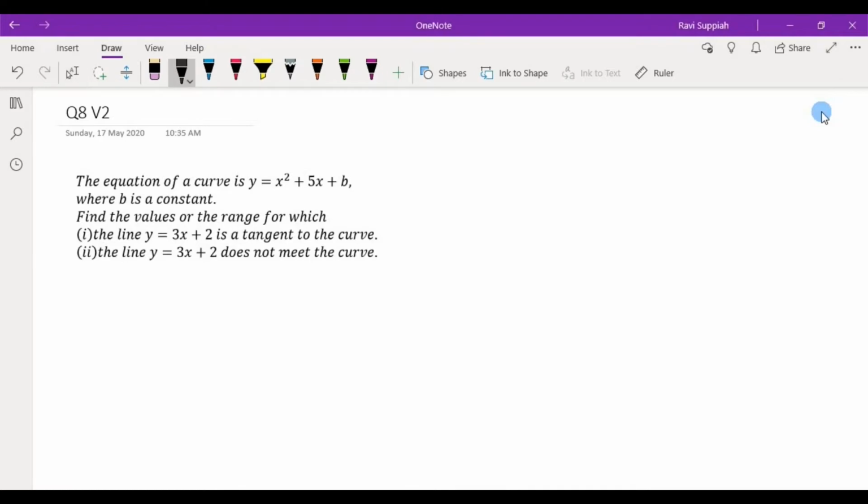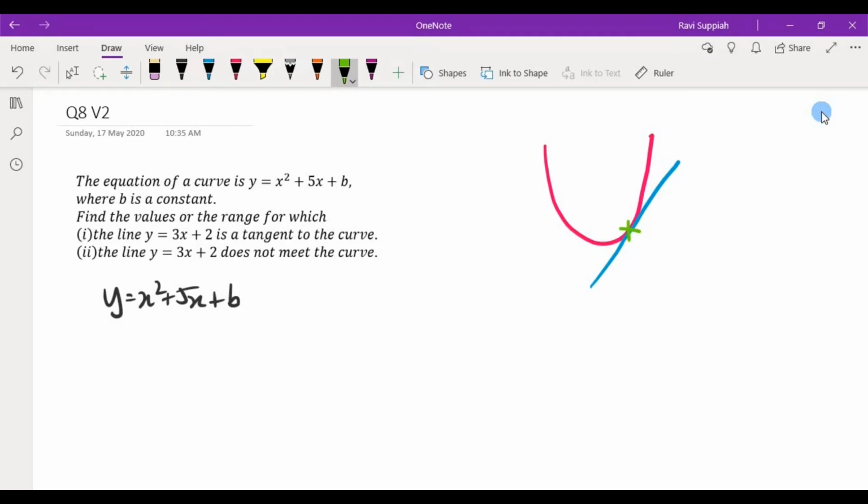Now, let's look at this expression here, y equals x squared plus 5x plus b. We know that the curve is going to look something like this because the coefficient of x squared is a positive number, so it's going to be curving upwards. Since the straight line y equals 3x plus 2 has a positive gradient, the line is also going to look something like this. So we expect that there will be only one point where both of them meet as long as the line is a tangent to the curve.